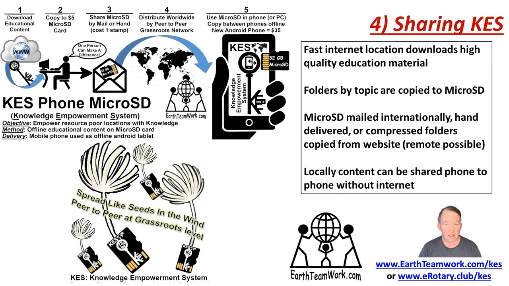So the idea was to make it as simple as possible. In the picture you can see in the background, anybody with a high-speed internet connection has access to amazing education content, but there's billions of people without access to the internet or to the educational content in remote locations or resource-poor locations. So the person in the fast location downloads the content to their computer, places it on the microSD card. They can put the microSD card into an envelope and mail it anywhere in the world for one stamp.